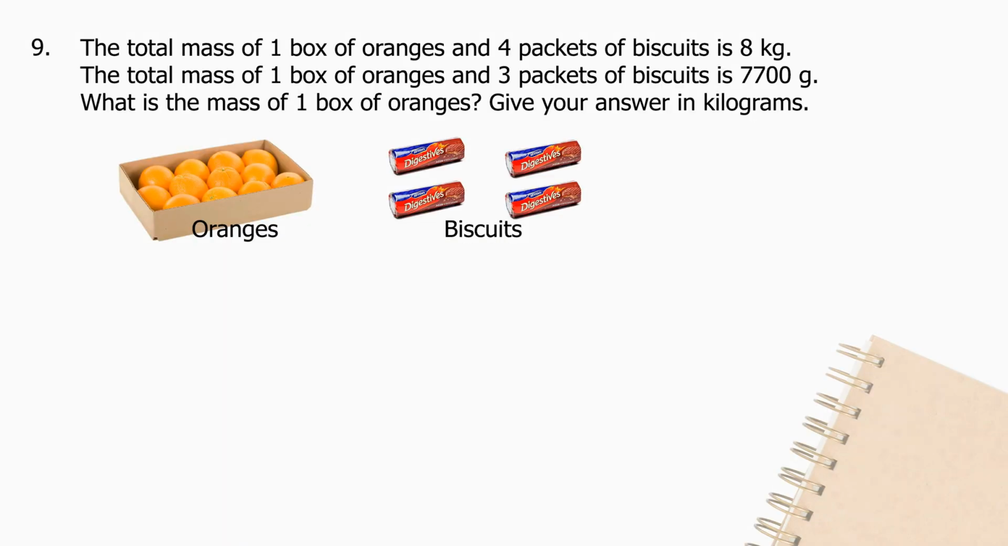Question 9. The total mass of 1 box of oranges and 4 packets of biscuits is 8 kg. The total mass of 1 box of oranges and 3 packets of biscuits is 7,700 grams. What is the mass of 1 box of oranges? Give your answer in kilograms.